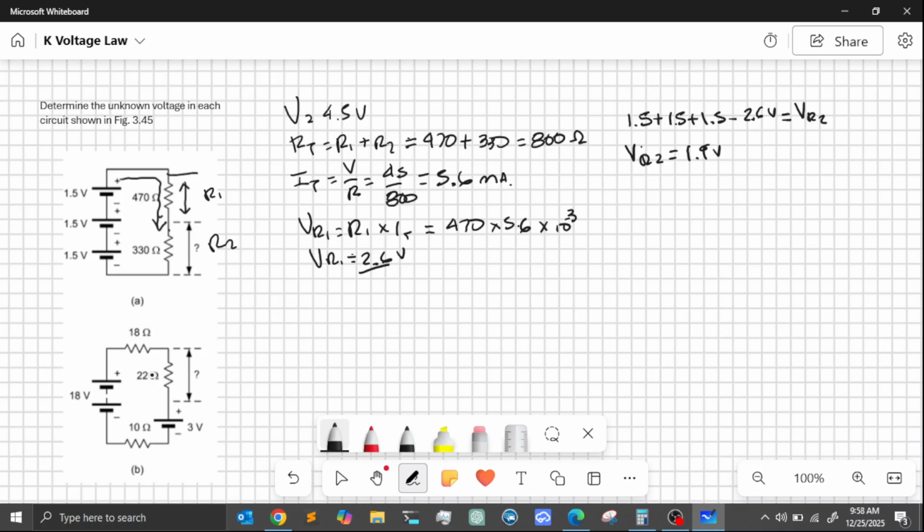Let's do the one on the bottom. We need to calculate the drop of voltage here. We have only one current flowing. So we have 18 volts and we have a 3-volt power supply, but this one is a drop of voltage, so it'll be 18 less 3 volts, the total voltage in the circuit.